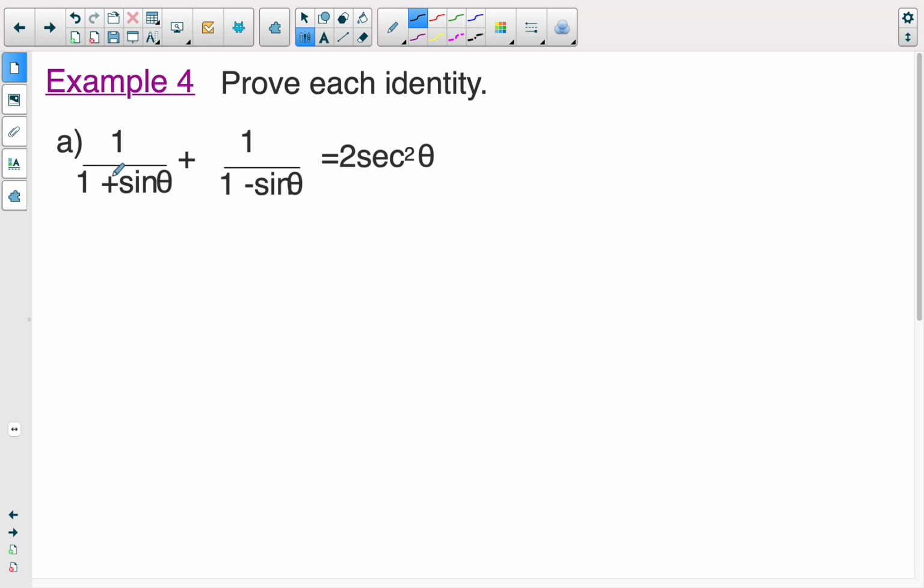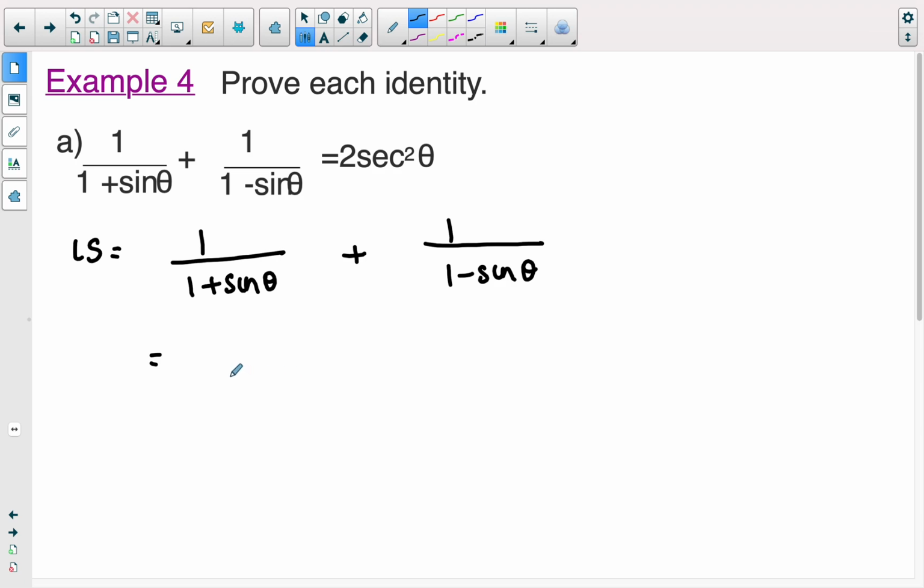Prove that 1 over 1 plus sine theta plus 1 over 1 minus sine theta equals 2 secant squared theta. So let's take the left side of this identity: 1 over 1 plus sine theta plus 1 over 1 minus sine theta. Let's try to add them like we were adding fractions. We would find their common denominators.